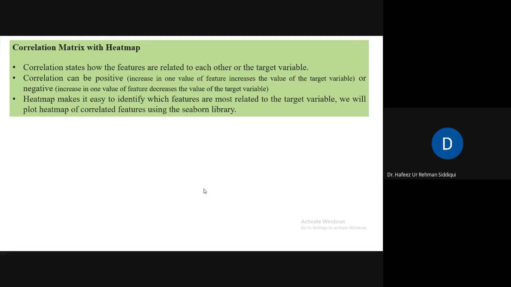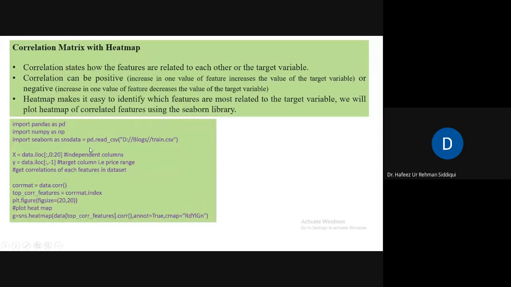Correlation matrix with heat map. Heat map is a plot. It is a two-dimensional plot, and in the two-dimensional plot you have different colors. Each color represents different values, and you will see in a moment. So the same data set, everything is same. We got all the features in X, and the label in Y.